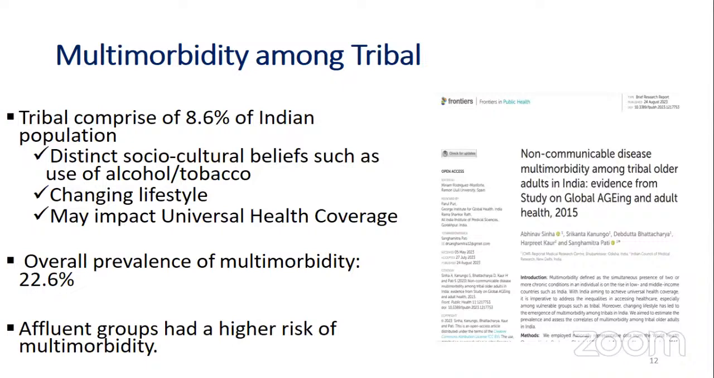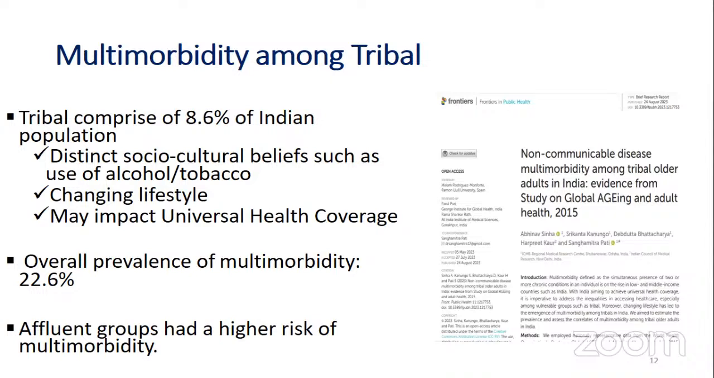Next is multimorbidity among tribal people. So this is also my own study, and it is based on evidence from SAGE data, the Study on Global Ageing and Adult Health, which is done by WHO in 6 low and middle income countries of the world. Based on the Indian data, we tried to extrapolate multimorbidity among tribal people. Tribal people are important with respect to multimorbidity because there were no studies on multimorbidity among tribals, and tribal people comprise almost 8.6% of the Indian population.